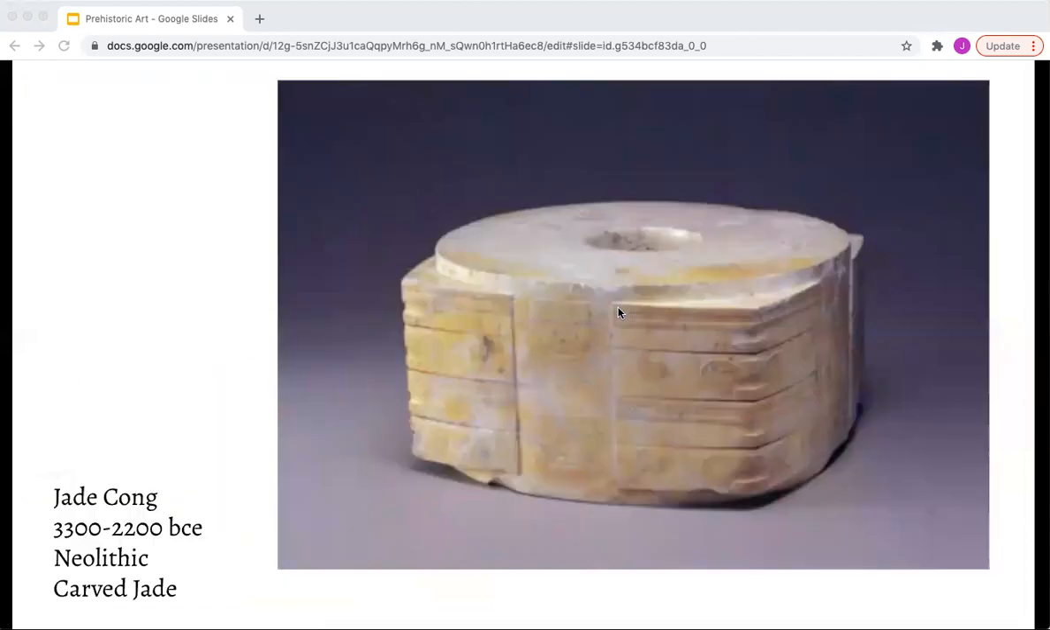to unit 1 again. This is in our Neolithic era, but again, we don't have very much scholarly proof to give us evidence as to what this was used for. This is a Jade Cong. This is from 3,300 to 2,200 BCE. This is Neolithic. This is from China, the Liangzhu, China. And this is made of carved jade.